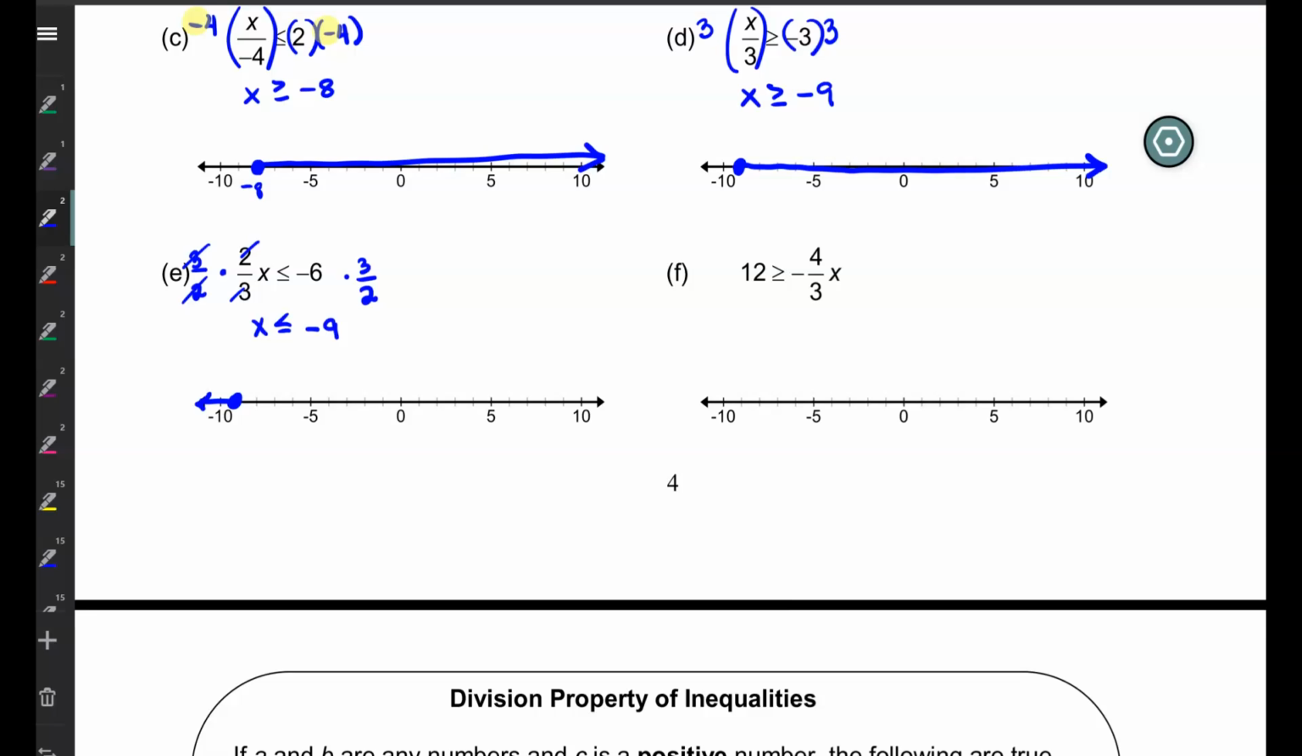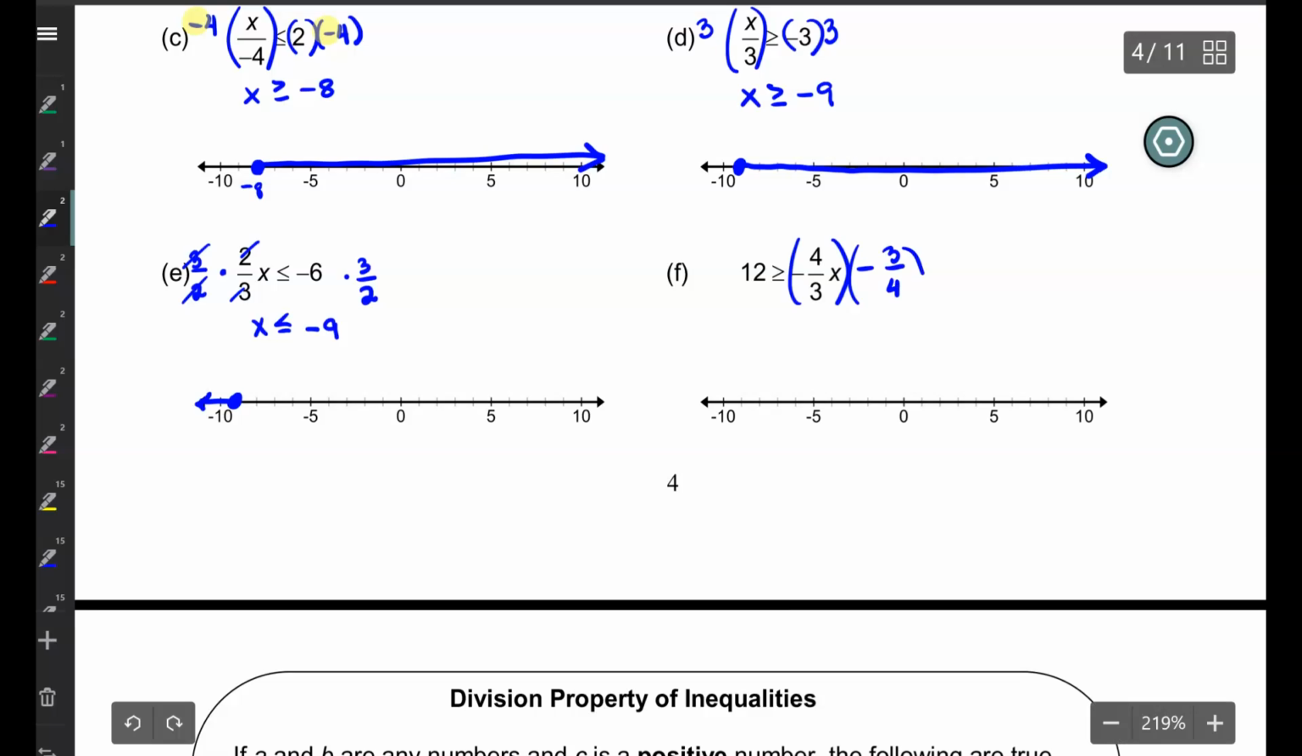Okay, last one of this example. I want to get rid of the -4/3. That's the coefficient of x. So I'm going to multiply. Here's the key, don't forget. We want to make that a positive x. So I'm going to multiply both sides by -3/4.